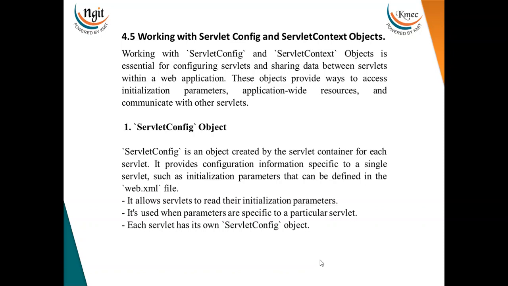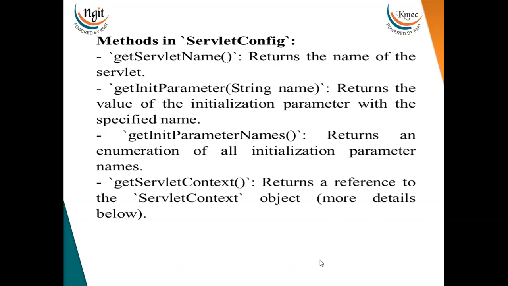Each servlet has its own servlet config object, and these are the methods we can use on it. We can access getServletName, which returns the name of the servlet. getInitParameter(String name) returns the value of the initialization parameter with the specified name. And getInitParameterNames returns the enumeration of all the initialization parameter names. getServletContext gives a reference to the servlet context object.